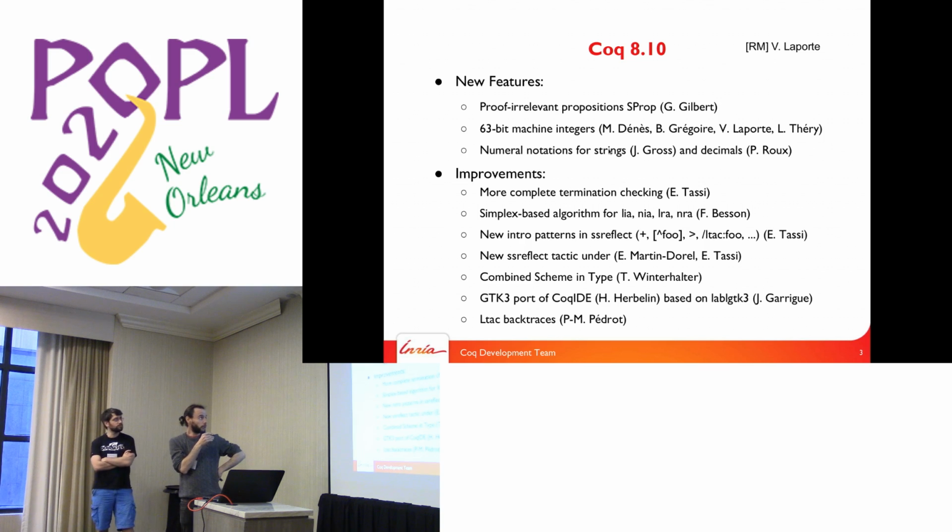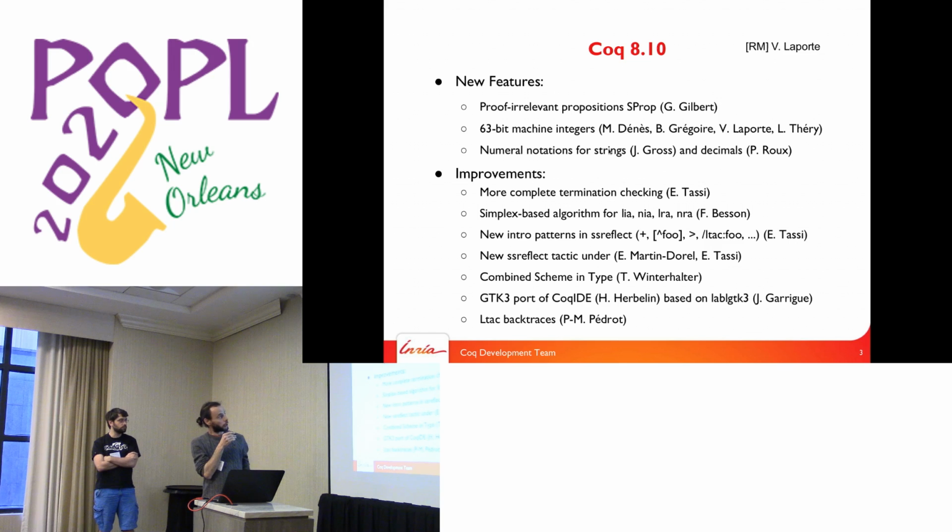It has a lot of new features, including proof irrelevant propositions. So there is a new sort SProp, which has definitionally proof irrelevant propositions. So two proofs of a proposition in SProp are always convertible. That's been done by Gaëtan Gilbert.